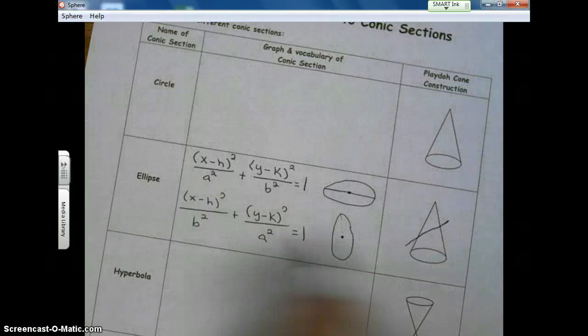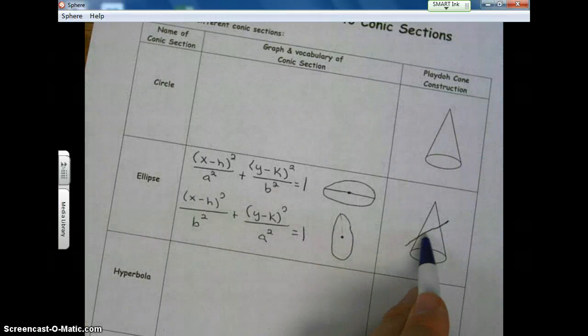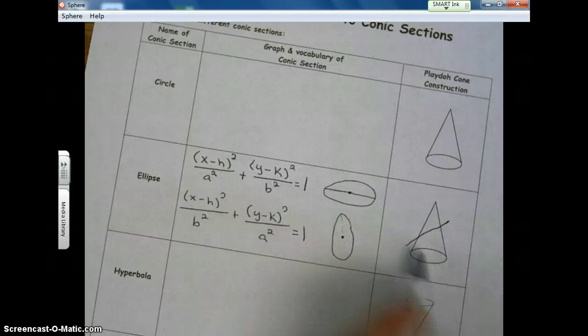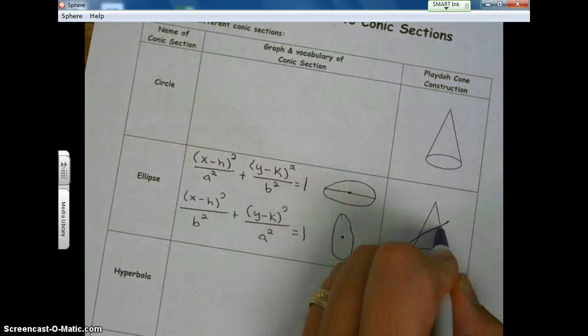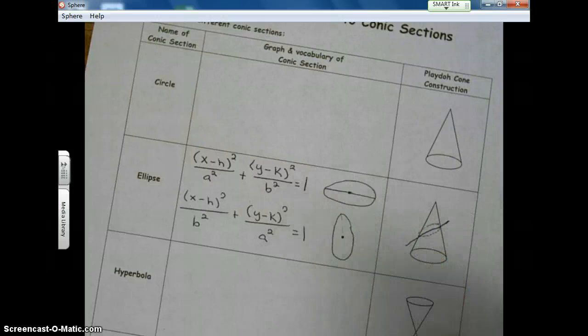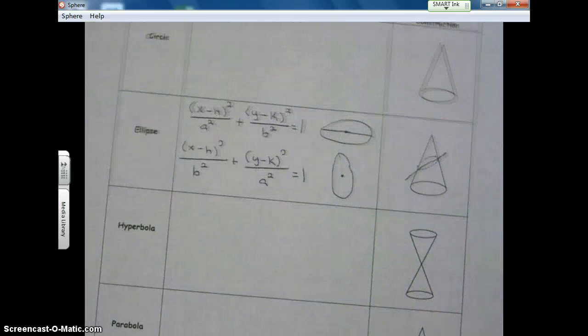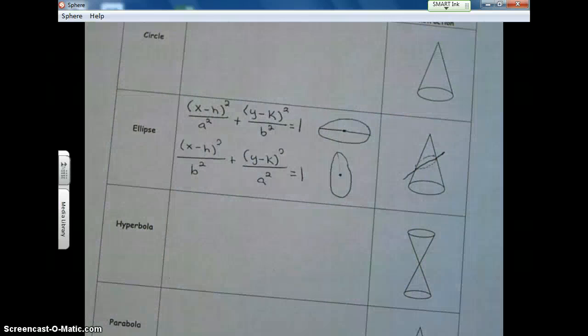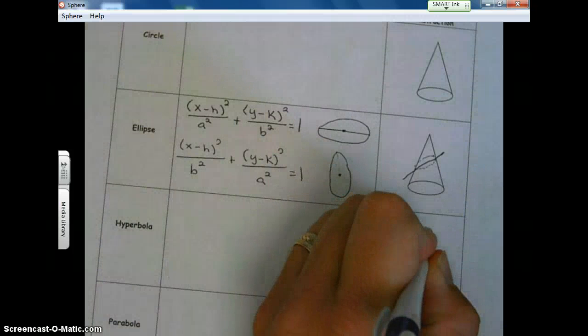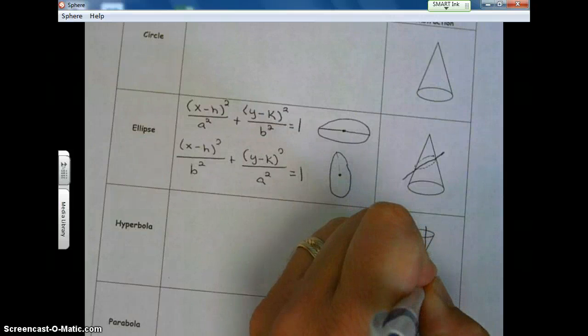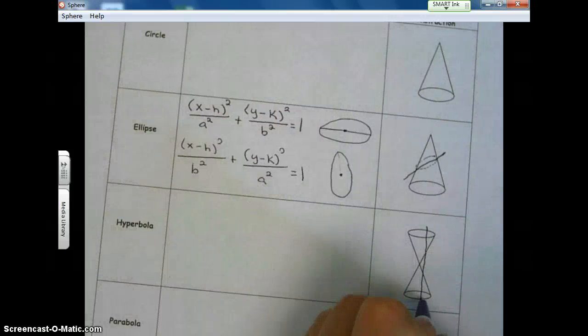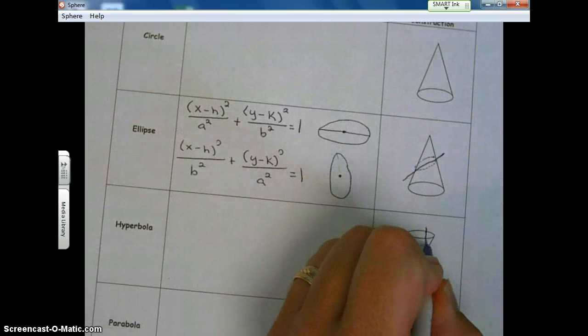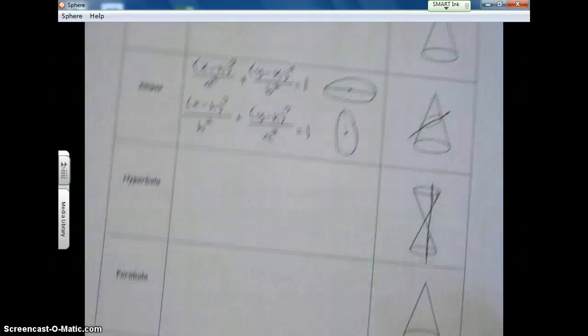To get an ellipse, we cut the cone at a slant, so it is not parallel to the base. And this would give us our elongated oval. Okay, for a hyperbola, you are going to cut straight down through one cone and through another cone. So you'll have a parabola opening down and a parabola opening up. I'll show you that picture in a moment.